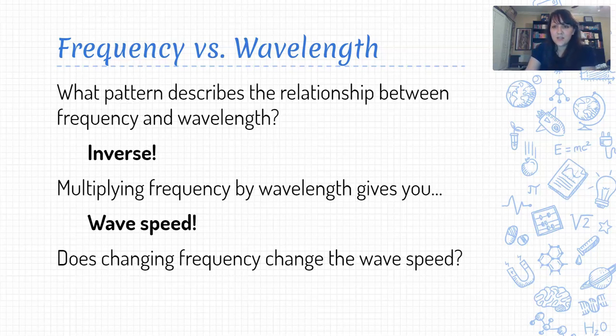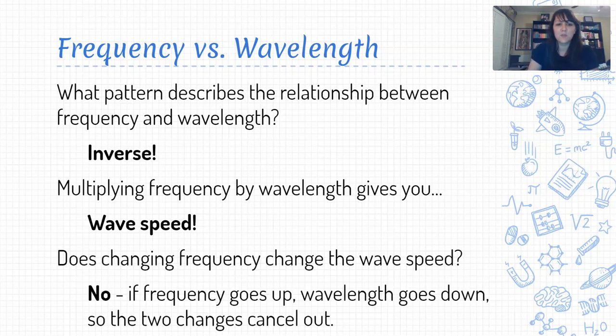What we should have found is that despite the fact that frequency times wavelength equals wave speed, and so you would think that there's a relationship between frequency and wave speed, wave speed is actually independent of both frequency and wavelength individually. And the reason for that is because of that inverse relationship between frequency and wavelength. So what you should have found is that if you increase the frequency, the wavelength goes down. And so those two changes end up canceling each other out, and the wave speed doesn't change.